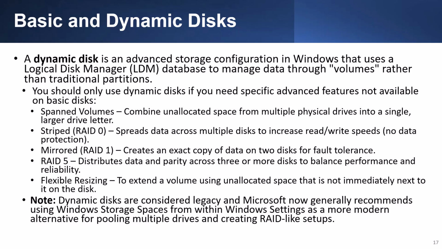Spanned volumes combine unallocated space from multiple physical drives into a single larger drive letter. Striped, or RAID 0, spreads data across multiple disks to increase read-write speeds, but offers no data protection. Mirrored, or RAID 1, creates an exact copy of data on two disks for fault tolerance. RAID 5 distributes data and parity across three or more disks to balance performance and reliability.